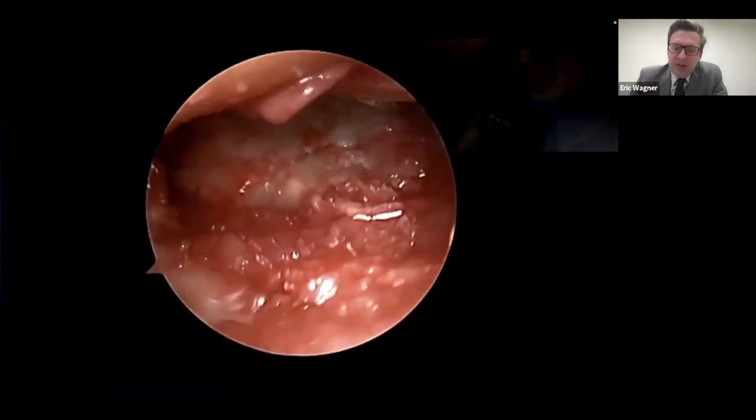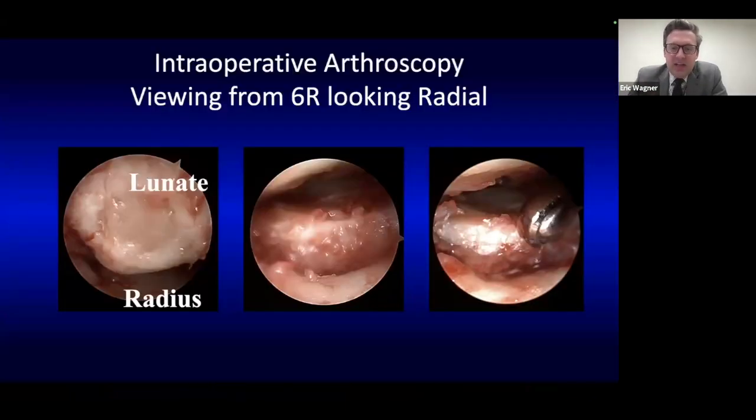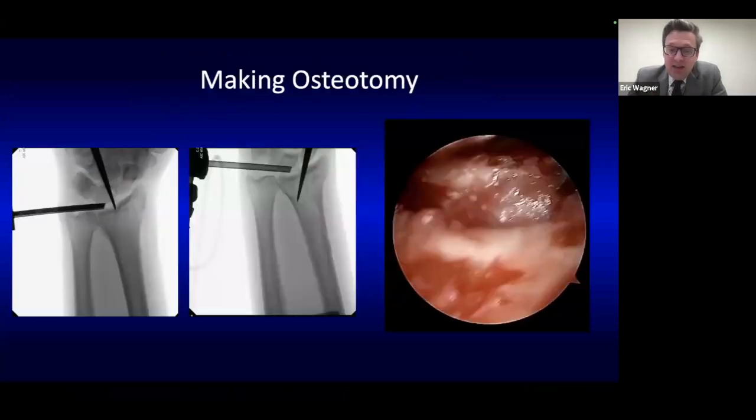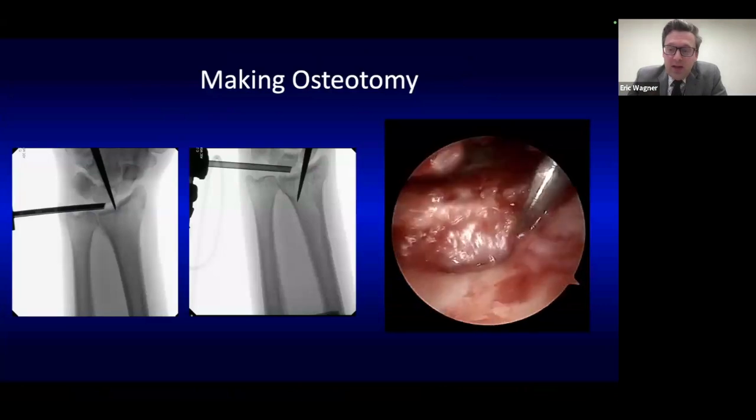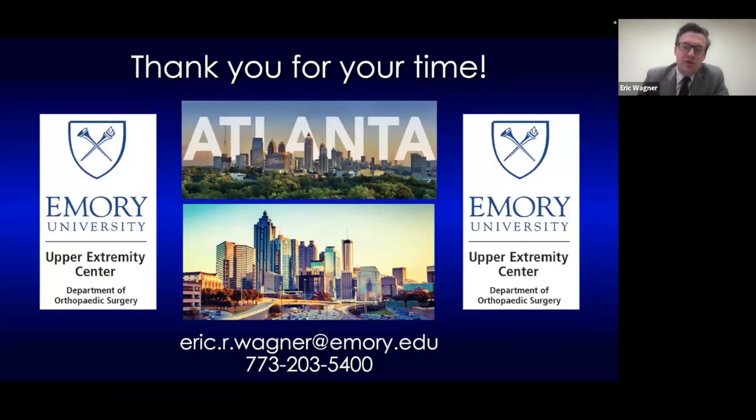You can see the ultimate reduction we got, getting it back to a pretty level overall joint. And this kind of shows viewing intraoperatively. You can see the damage to the lunate. You can see the osteotomy that we created, and then you can see our ultimate reduction. So the pre-op versus the post-op reduction viewing from that 6R portal. So kind of pretty cool techniques you can do arthroscopically to get pretty good joints.